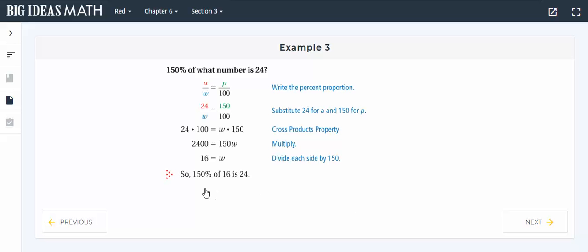So if you think you understand the examples, these three, you do have some to try on your own on the next page.